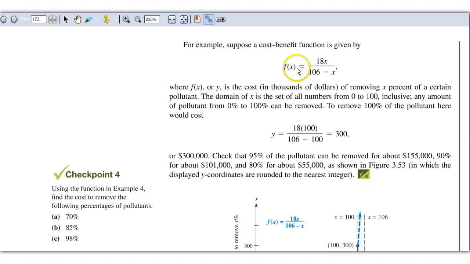And they're suggesting that this function would relate to the cost of removing x% of a certain pollutant.